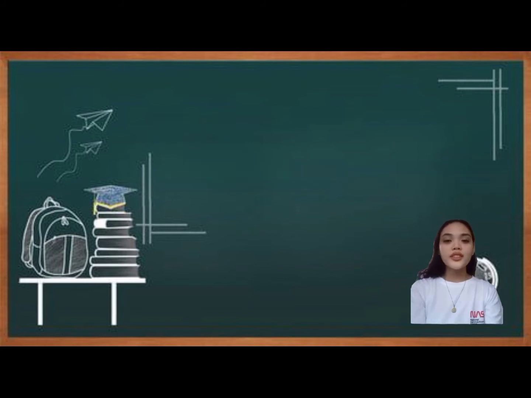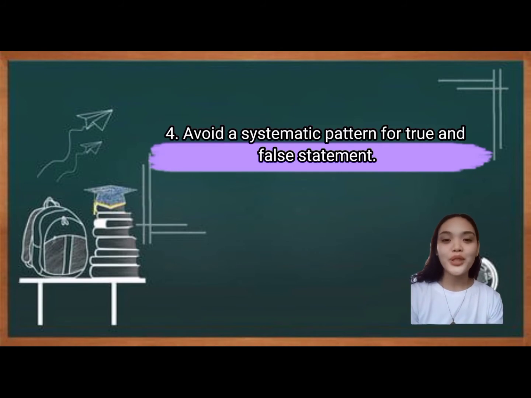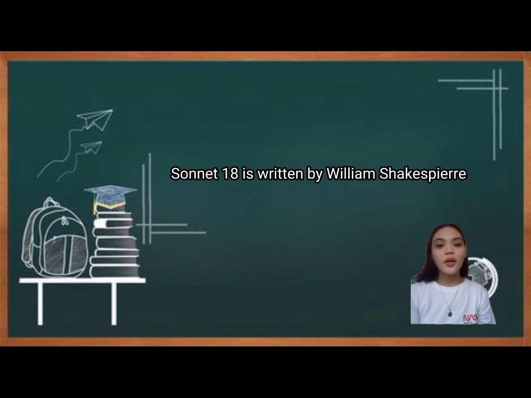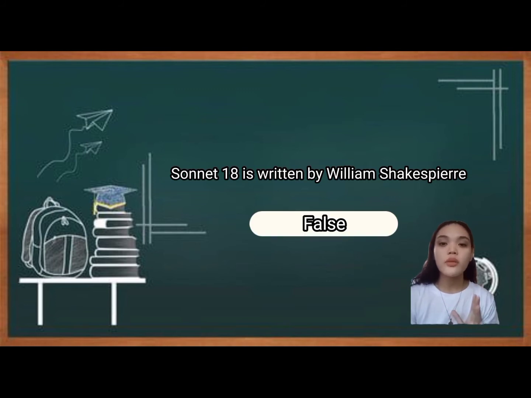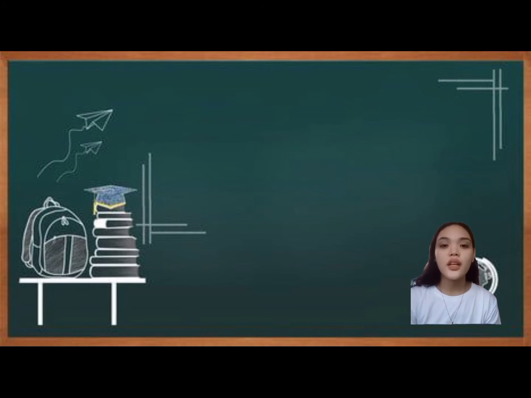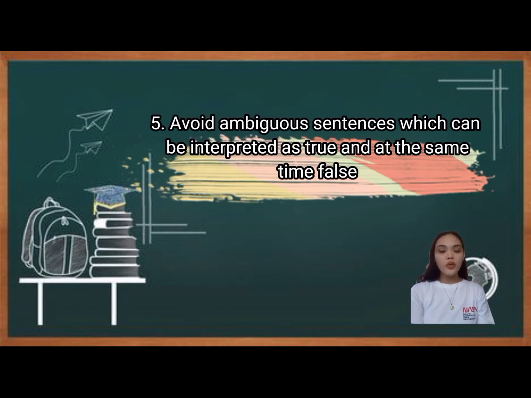The fourth guideline is to avoid a systematic pattern for the true and false statements. Just like this: Sonnet 18 is a writing by William Shakespeare, which has a systematic pattern of true and false. It does not follow the appropriate guideline. On the other hand, the answer to the given item is false, since the surname of the author is misspelled. The correct spelling of his surname is Shakespeare.